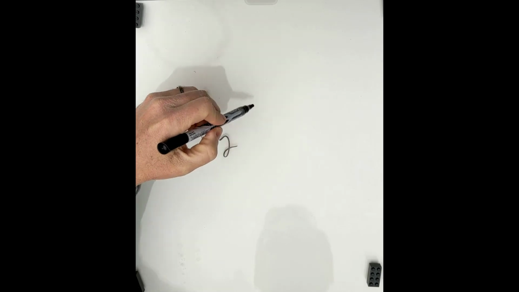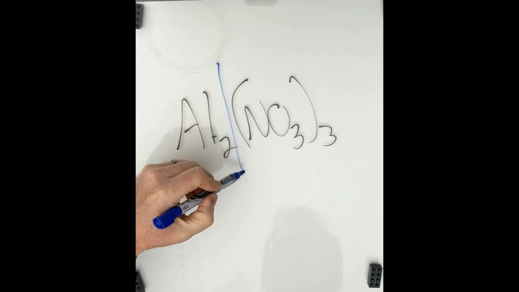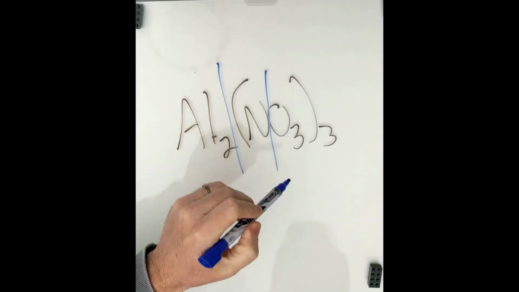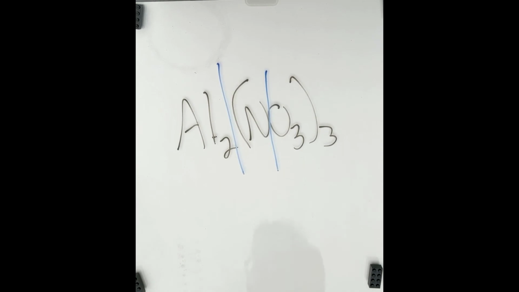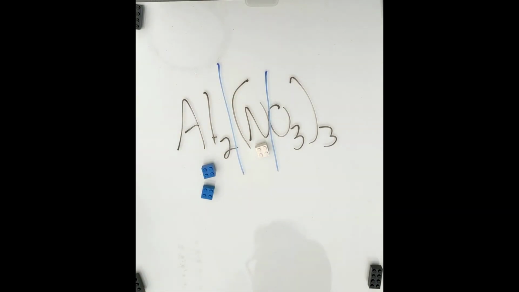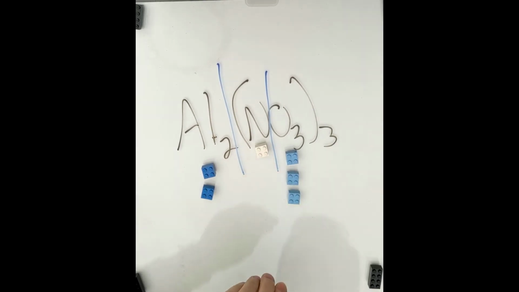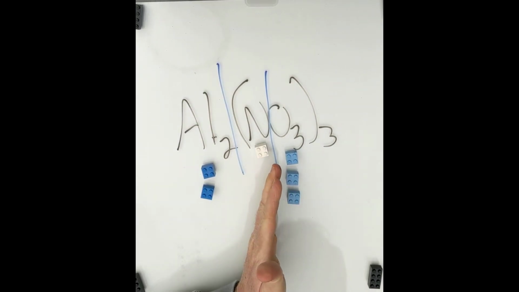Just to do one more, we've got aluminum, NO3, 3. Okay, so here's again a bunch of subscripts, we've got parentheses. Let's find our elements. Okay, there's aluminum, nitrogen, oxygen. So the aluminum has a 2 next to it, so there you go, 2 aluminums. The nitrogen has no subscript in the parentheses, so that's a 3. And then the oxygen, so that's a 1. The oxygen has the 3, so there's 3 oxygens in the parentheses.